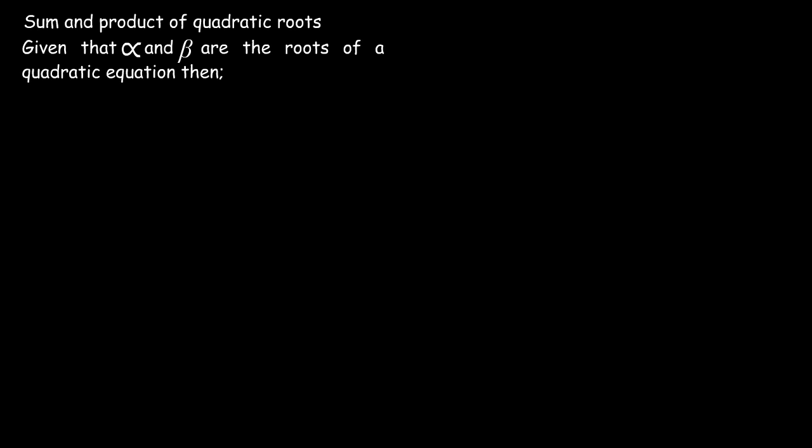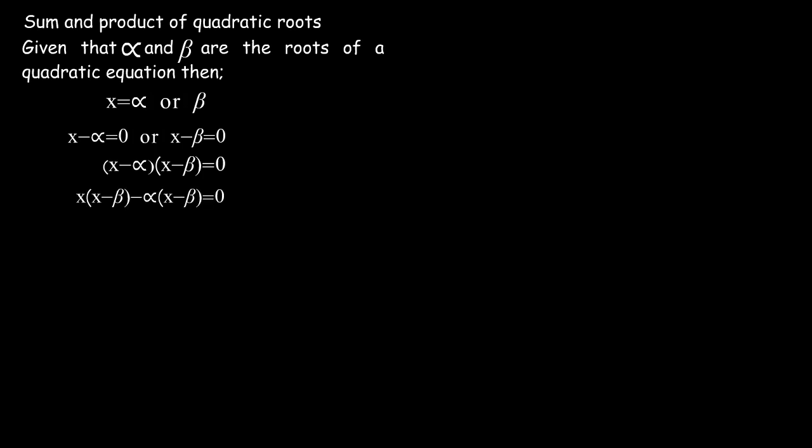Now, given that alpha and beta are the roots of a quadratic equation, which is s is equal to alpha or beta, therefore s minus alpha will be equal to 0, or s minus beta will be equal to 0. Rewriting it becomes (s minus alpha)(s minus beta) is equal to 0. Now expanding the left hand side, it becomes s into (s minus beta) minus alpha into (s minus beta) is equal to 0. Opening the brackets, it becomes s square minus beta s minus alpha s plus alpha beta, which is equal to 0.